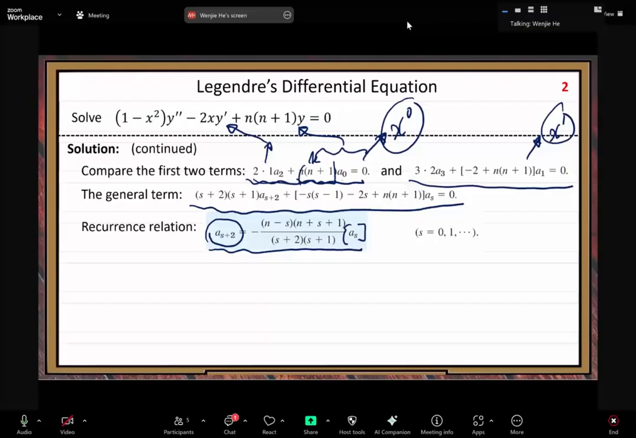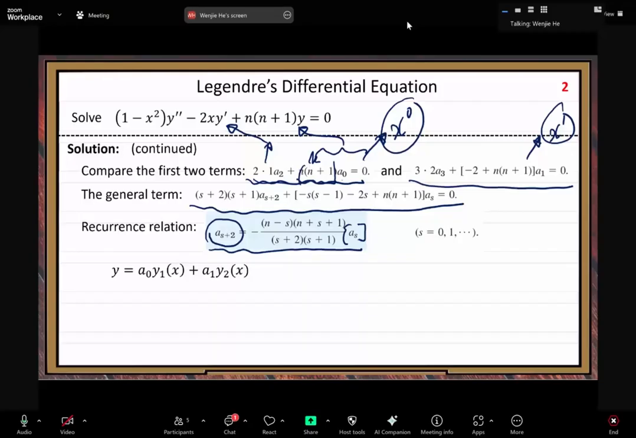all the even terms, all the coefficients of the even terms, are correlated, governed by this formula. All the coefficients for the odd terms are governed by this one. Two parts: even coefficients and odd coefficients, two separate parts. So the first two, we can use.